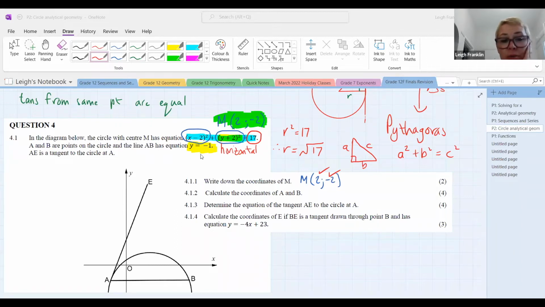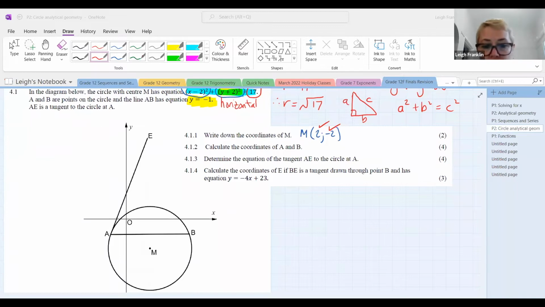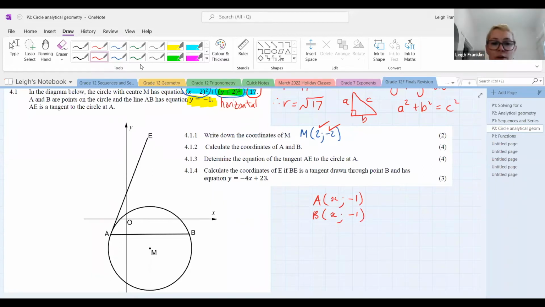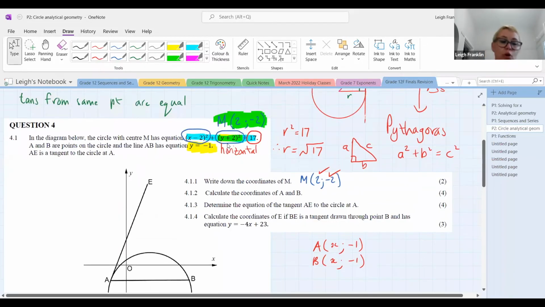x-axis. They told us, remember, up here in yellow, that line AB, a horizontal line parallel to the x-axis, has equation y equals -1. So everywhere along that line, y is equal to -1. So that means we already know, as far as A and B are concerned, let's write over here, we don't know what the x is, but we do know that this is -1. And at B, we also don't know what the x is, but we know that that is -1. So how can we use what we've got to work out the missing x coordinates? How are we going to use this -1? What are we going to do with it?